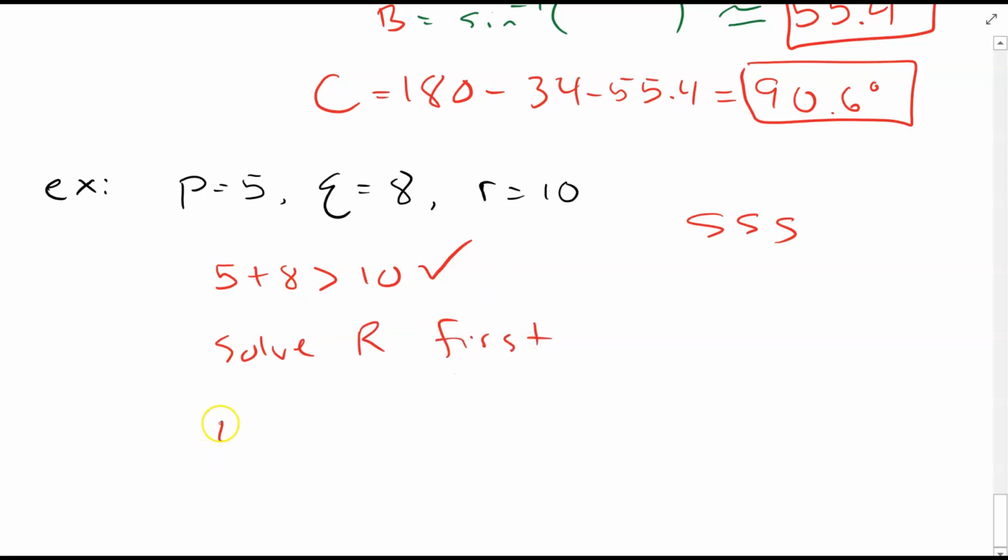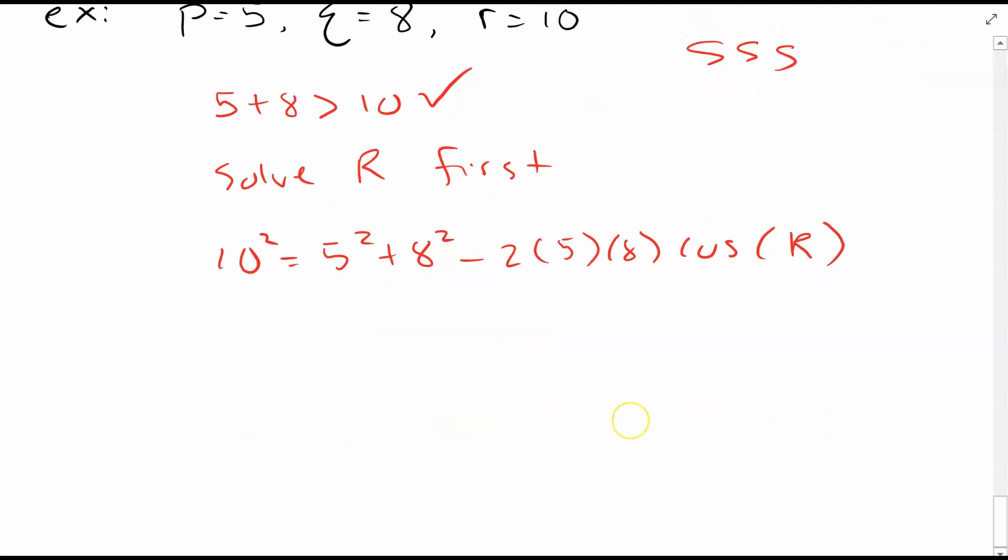So I'm going to say that 10 squared is equal to 5 squared plus 8 squared minus 2 times 5 times 8 times cosine of r. Everybody okay there? That's just me filling in the law of cosines. The way it's easy to remember for me is that the side opposite the angle is the one that's all by itself. And then the other two are just the other two. It doesn't matter the order, really. Is that okay? Just as a helpful way to remember this.